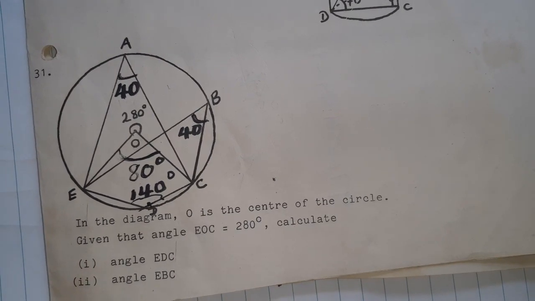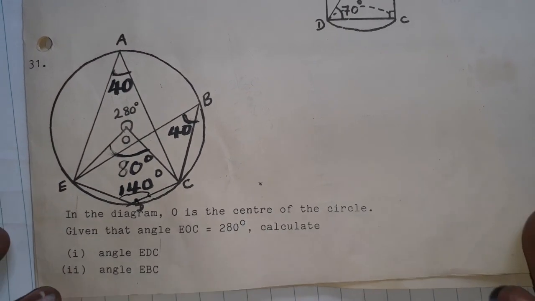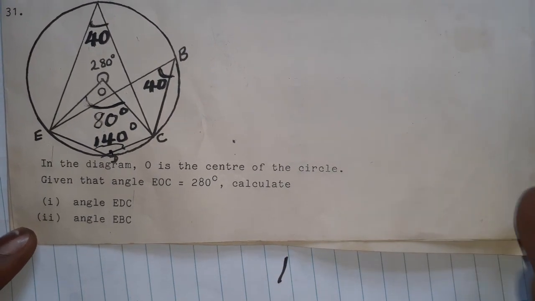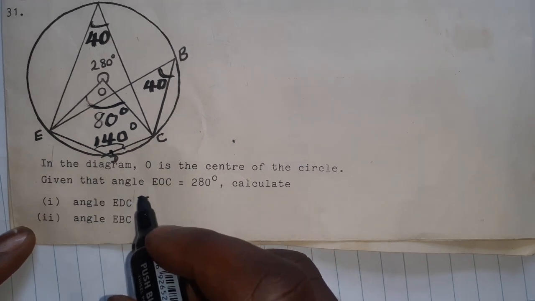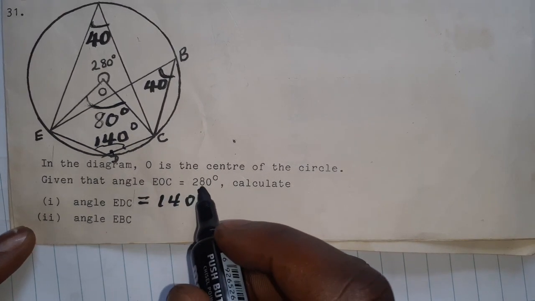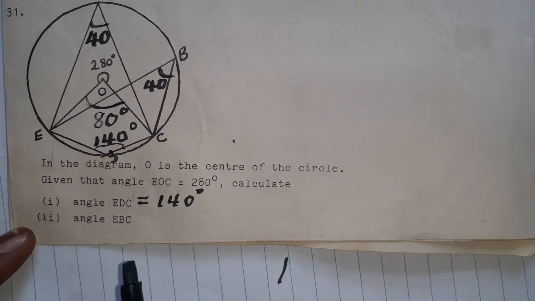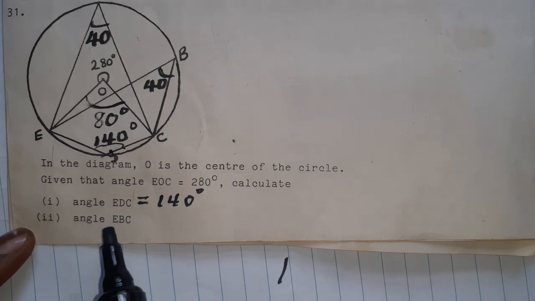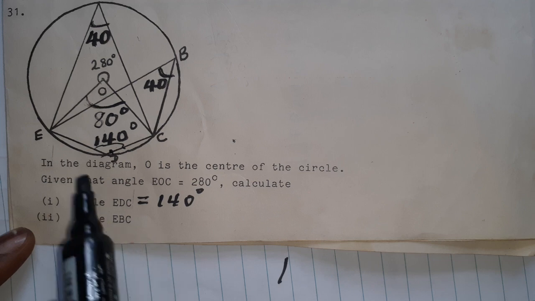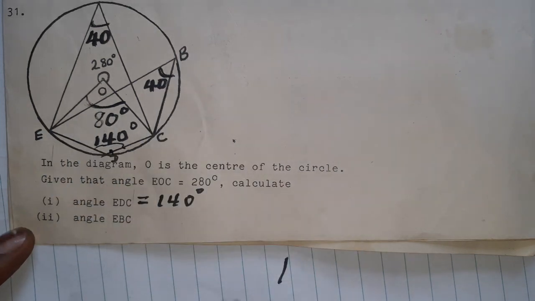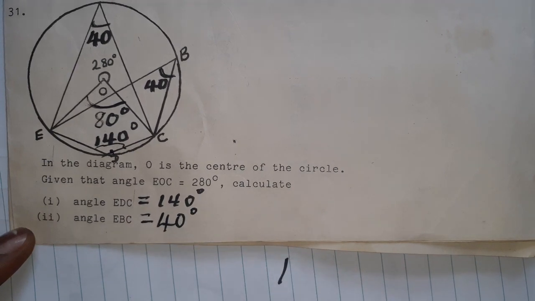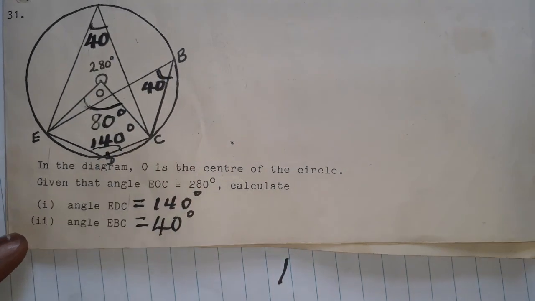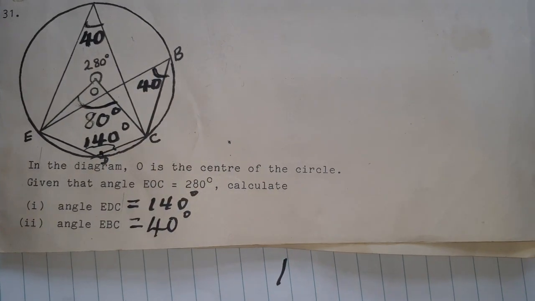All right, so now when we want to answer our question about the angles, EDC is clearly 140 degrees. Then angle EBC, we have already found that it is 40 degrees, on account that these two are angles in the same segment and they are equal.